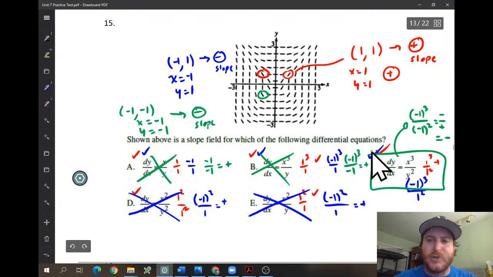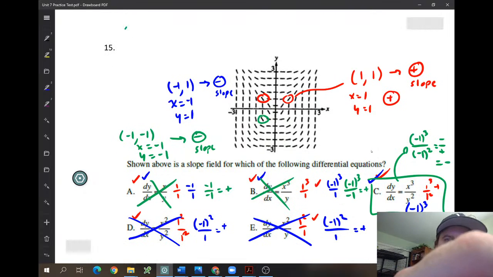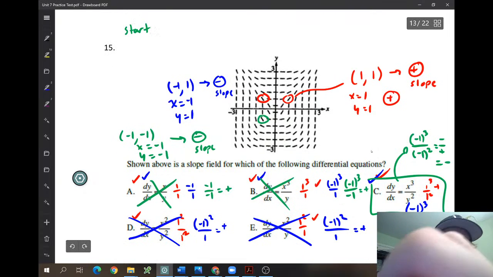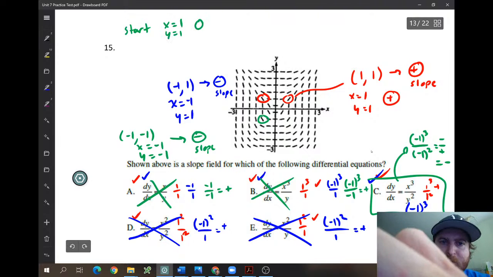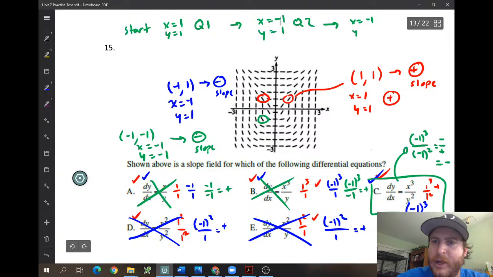So kind of my strategy would be to start with x equals 1 and y equals 1, which is basically like quadrant 1, right? And I got positive. Then move on to x equals negative 1 and y equals 1, which was like quadrant 2, right? Then go to x equals negative 1 and y equals negative 1, which is quadrant 3. And that's all I had to do.